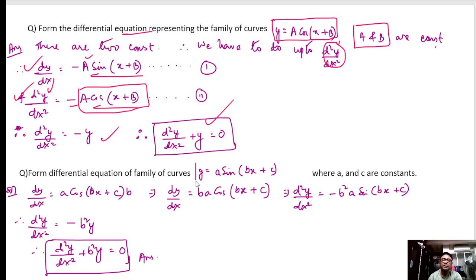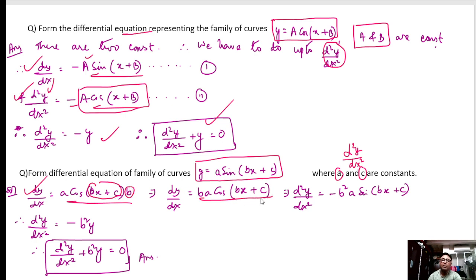Next is using this we have to make a differential equation, and please note a and c are constants, so we have to go up to d2y by dx2. Okay, so here is the first differentiation we have done of y equal to a sin bx plus c. It becomes a cos bx plus c, and bx plus c is b, so it becomes this. And now differentiating it again, cos bx plus c is minus sin bx plus c, and bx plus c is b, so it becomes this.